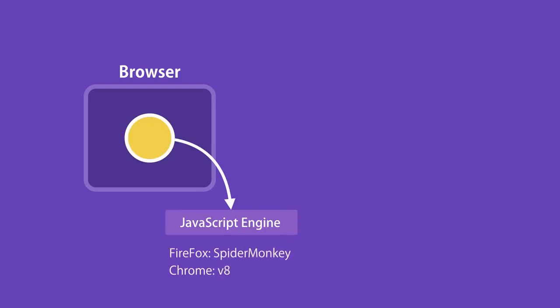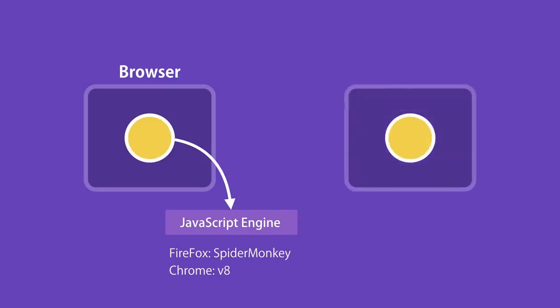In 2009, a very clever engineer called Ryan Dahl took the open source JavaScript engine in Chrome and embedded it inside a C++ program. He called that program Node. So Node is a C++ program that includes Google's V8 JavaScript engine. Now with this, we can run JavaScript code outside of a browser.